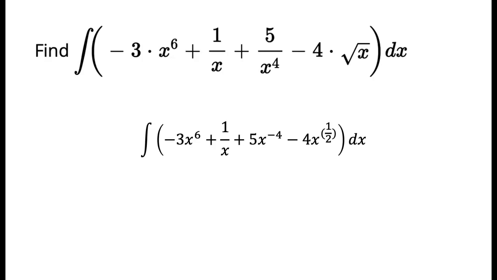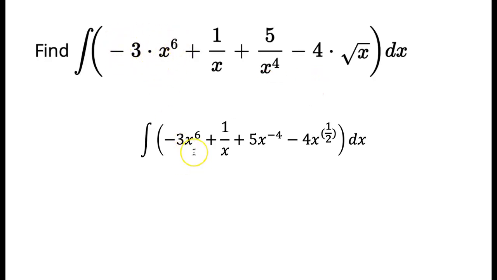The question asks us to find the indefinite integral, notice no bounds, of this function, which remember is finding the general antiderivative of this given function by using our antiderivative rules. The first thing we're going to do here is rewrite this so it's easier for us to take the antiderivative. Notice I haven't taken the antiderivative here. I've just simplified the function above.